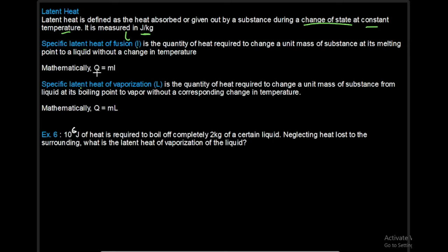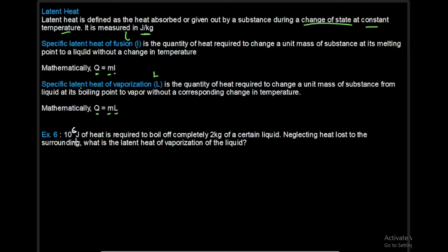And mathematically, we have the quantity of heat equals mass times the specific latent heat of fusion. Now we also have the specific latent heat of vaporization, which is capital letter L or uppercase letter L. And this is the quantity of heat required to change a unit mass of substance from liquid at its boiling point to vapor without a corresponding change in temperature. And mathematically, the quantity of heat energy is equal to the mass times the specific latent heat of vaporization.